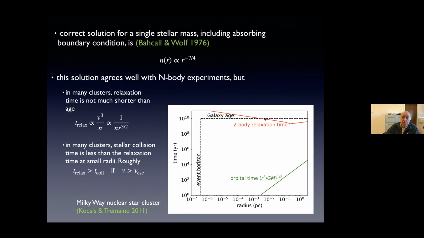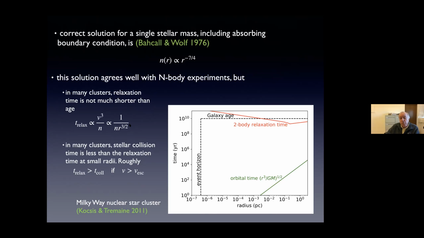And the reason for that is that despite the very high density and the short dynamical times, the relaxation time due to gravitational encounters goes like the cube of the velocity dispersion. In a Keplerian potential, the velocity dispersion goes like 1 over the square root of the radius.